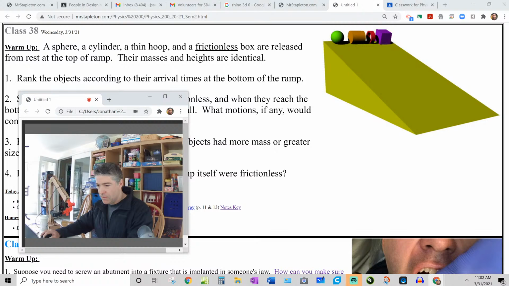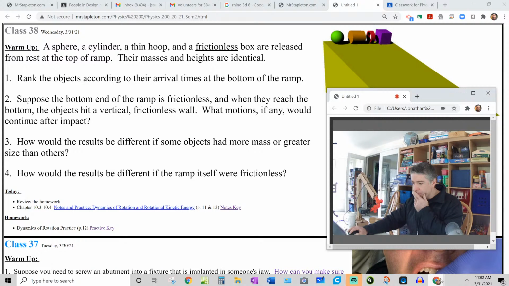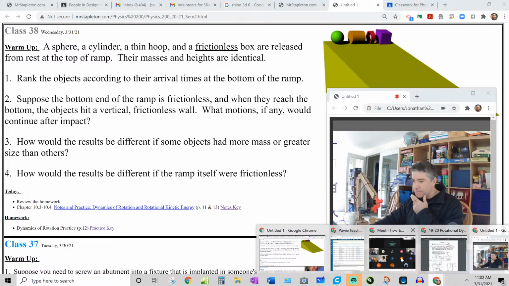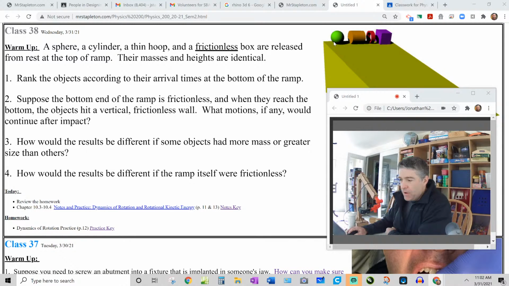All right. So we've got this ramp over on the right, and at the top there's a sphere, a solid cylinder, a hoop, and a frictionless box. They all have identical masses, which means that whatever that hoop is made out of, it's pretty dense. And they all have the same heights, or in the case of the round things, the diameter of all these round things is the same as the height of the box.